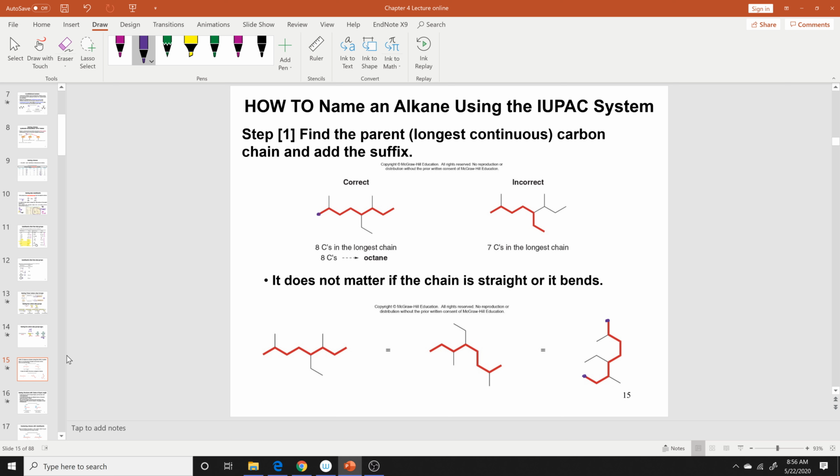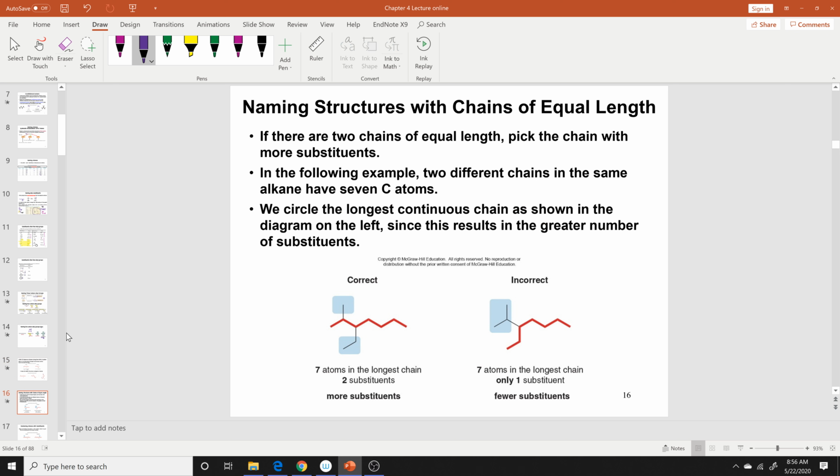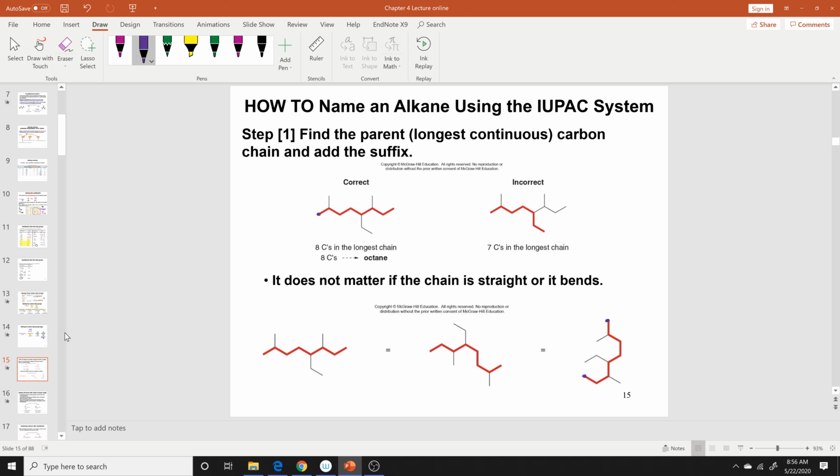I'm not naming it yet. I'm just counting the longest chain. So start from one end and keep going all the way until you figure out the longest carbon chain. It doesn't have to be straight. This is why I'm giving all of these examples in here. This is the first thing. So find your longest chain. Once you find your longest chain, name it. So here I found that my longest chain is 8 carbons. If I go this way, it's 8 carbons.